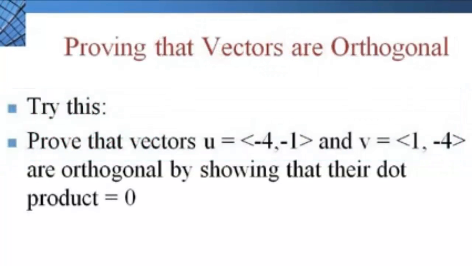Proving that vectors are orthogonal. To prove that they're orthogonal, all you have to do is show that their dot product is 0. Work this out and bring it into class.